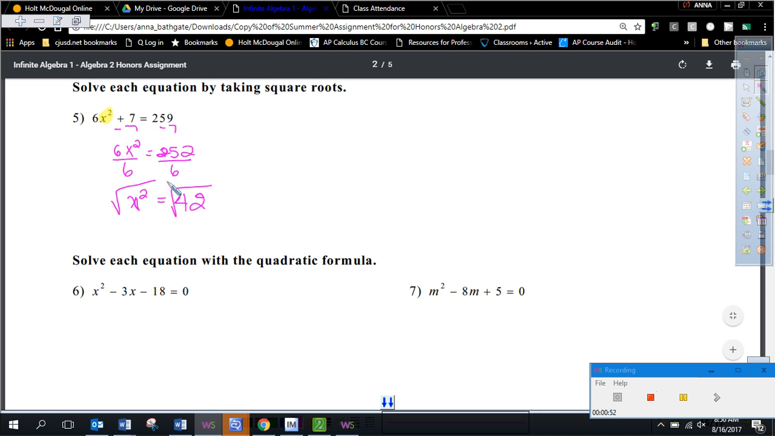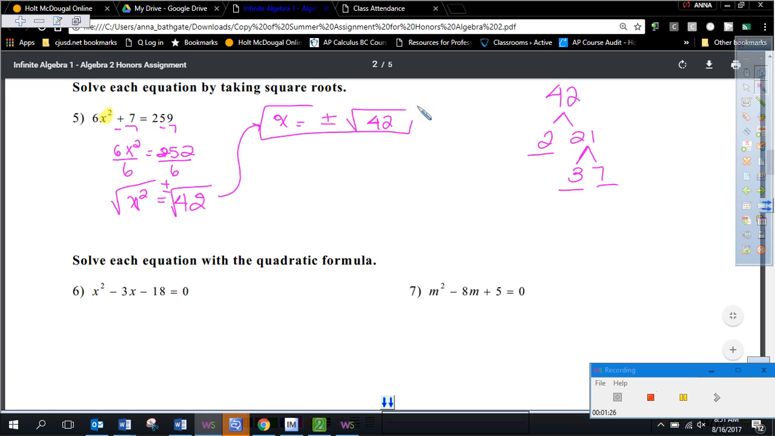When I take the square root, remember there is a positive or a negative value that can cause this to happen. And so I get x equals positive or negative square root of 42. We want to see if we can reduce the square root. So I'm going to look at what my factors of 42 are. I have 2 and 21. I have 3 and 7. All of these are unique. There are no pairs, so this square root does not simplify. This is my answer.